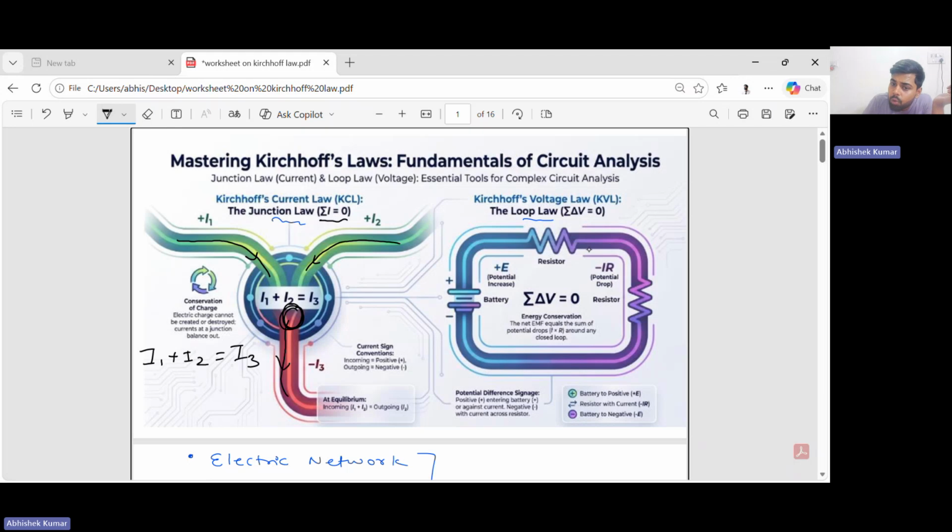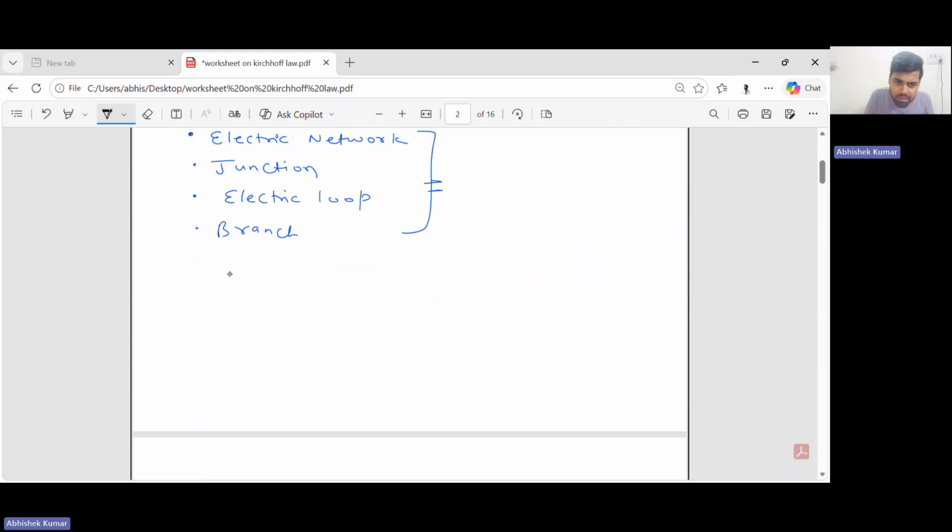Now talking about the loop law. What is the loop law? In a complete loop, the sum of all the potentials is equal to zero. Before we move on, listen very clearly. Suppose I told you the first law: summation of I is equal to 0. And the second law is summation of voltage is equal to 0.